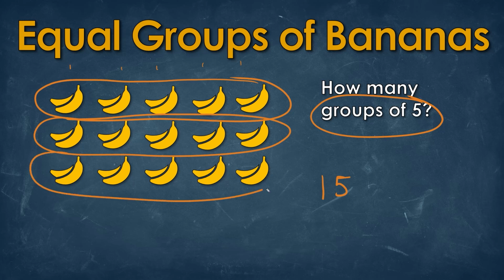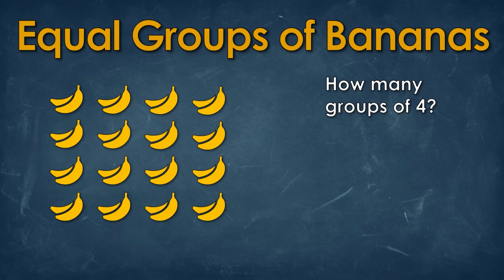So if we circle these groups, we have a total of 1, 2, 3 groups. So that means if we have a total of 15 bananas and we decide to group bananas with 5 bananas per group, we'll have a total of 3 sets. Now let's try this one. This one we have 16 bananas. And we need to group them into groups of 4.